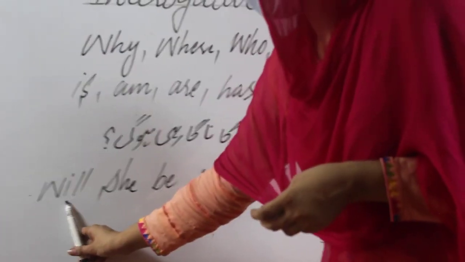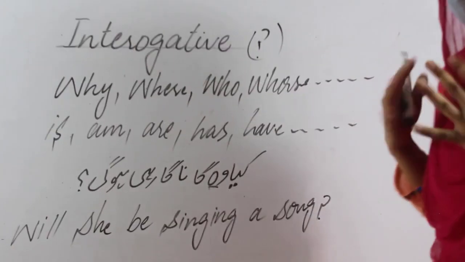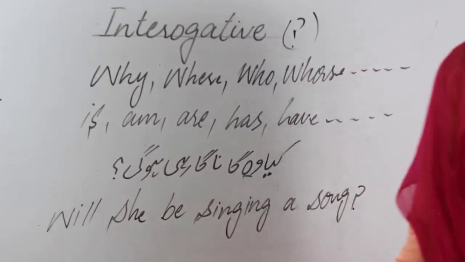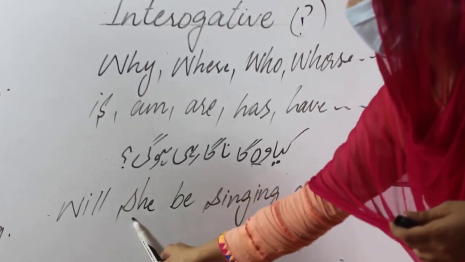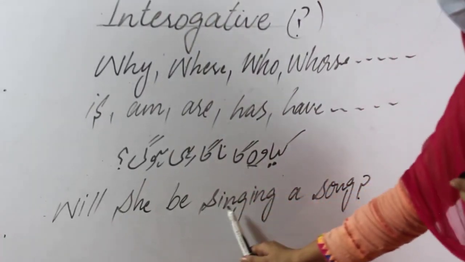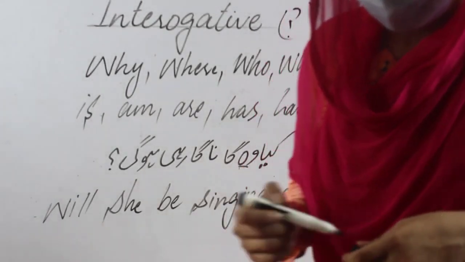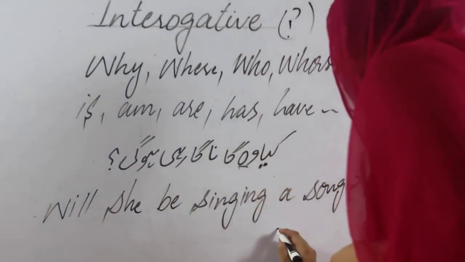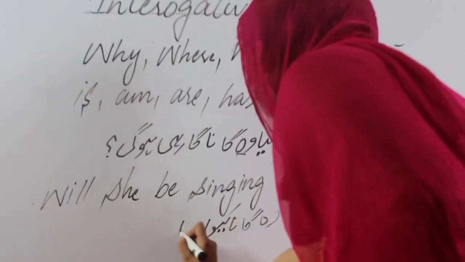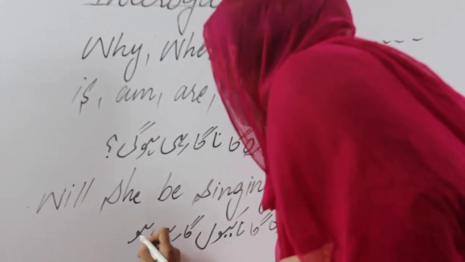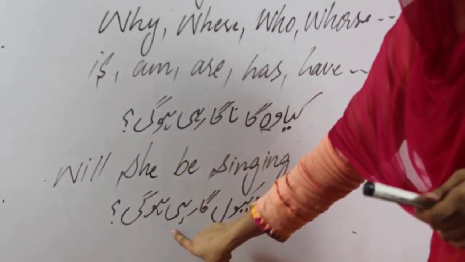So firstly you will write the will as a helping verb, but it's not a correct way to write will be together at the beginning of your statement. Just write will first, then put the subject in the middle, which is she: will she be, then put the original verb, singing a song. Just for example, I will write वो गाना क्यों गा रही होगी, because the identification remains the same, रहा होगा, रही होगी.